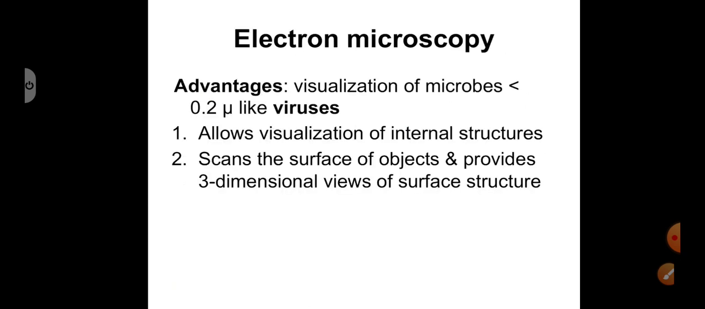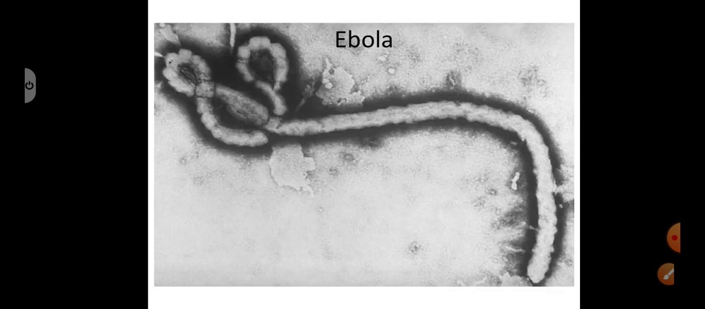So what are the advantages? It is useful for visualization of microbes which are even less than 0.2 microns, like viruses. It allows visualization of internal structures of the microbes. It also scans the surface of objects to give a three-dimensional view of their structure. You can see one example, the Ebola virus. This is a three-dimensional view of how the Ebola virus appears.